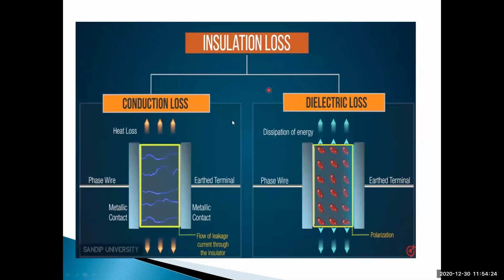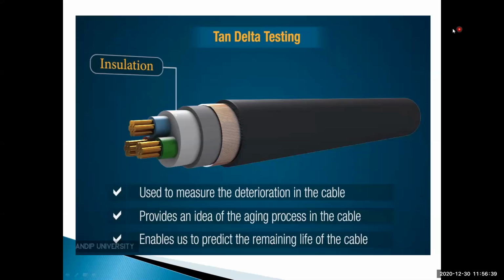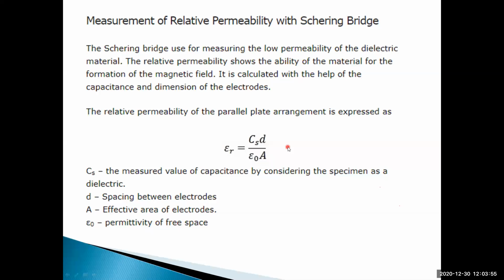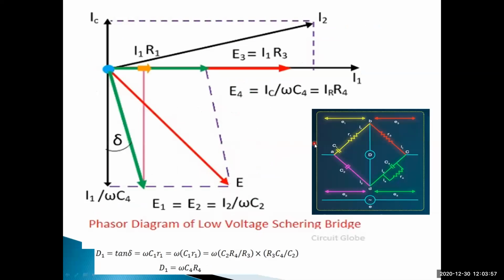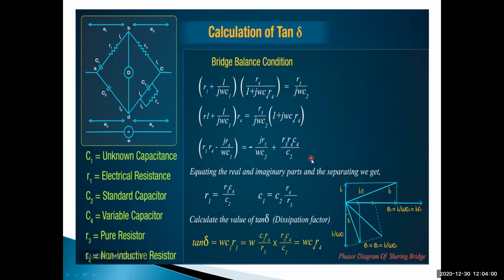There are two different types of insulation losses. All of you draw this diagram. So this is about the measurement of dielectric loss using the Schering bridge. You will study each and every concept clearly in the measurement subject, and you can easily understand if you follow that measurement class.